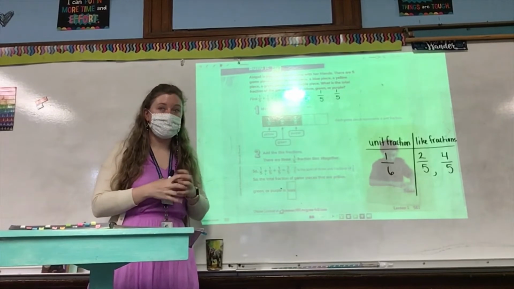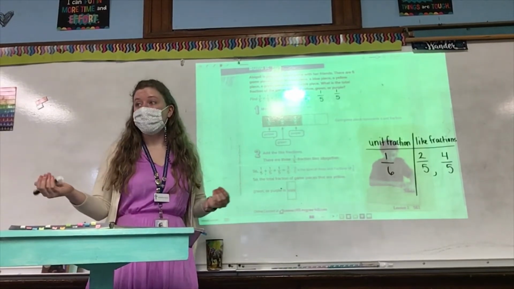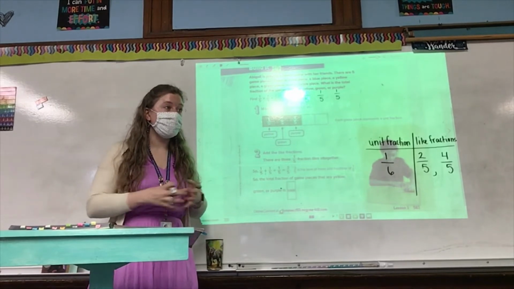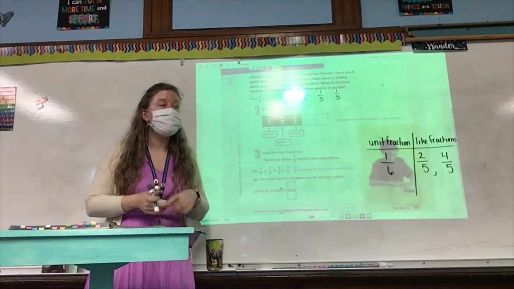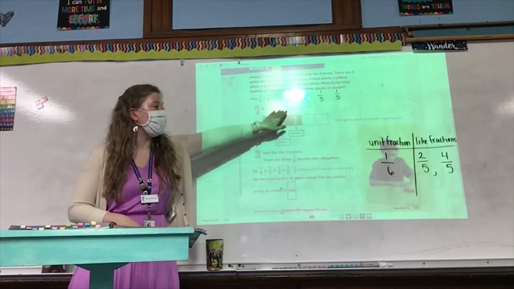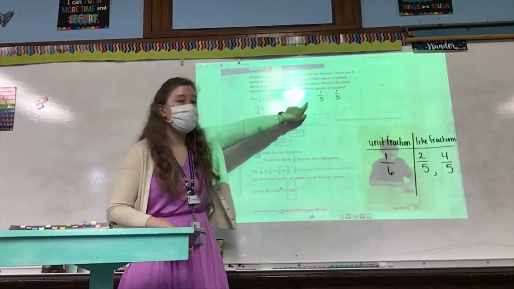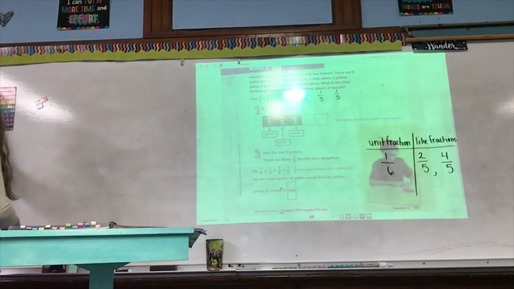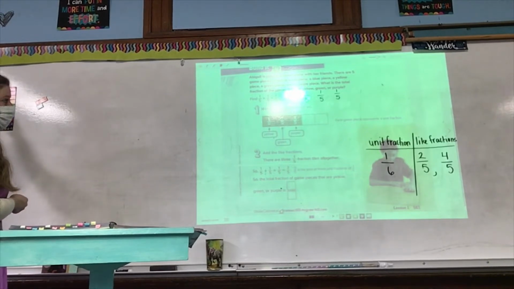Remember, subtraction is where you're taking away. Multiplication is where you're repeating groups. Division is where you are breaking down into groups. So what we're going to do is we're going to use fraction tiles. We're going to use our 1/5 fraction tiles. They're green.